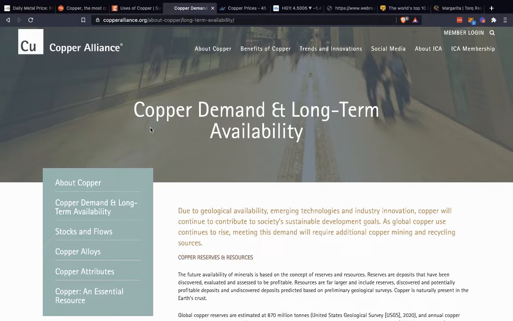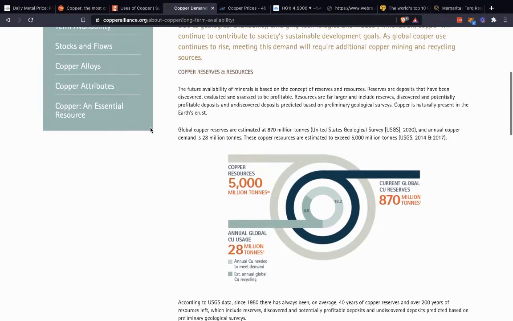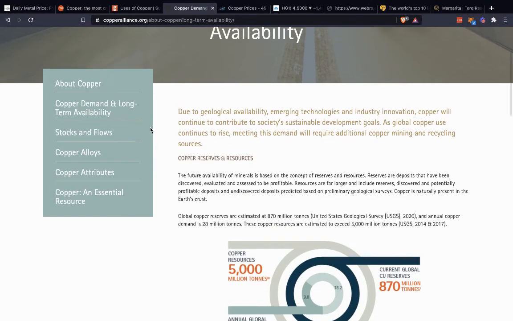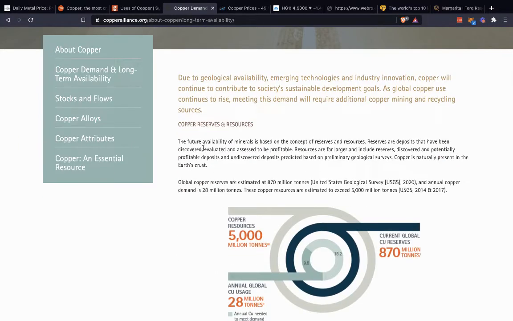Otherwise, you're going to have a supply crunch, which will lead to a price increase. And typically, I mean, if it's a really big supply crunch, it's in proportion to the price increase, right? It's all kind of a balancing act. So due to geological availability, emerging technologies, and industry innovation, copper will continue to contribute to society's sustainable development goals. As global copper use continues to rise, meeting this demand will require additional copper mining and recycling resources. So this is the actual availability long term. So this is very, very important to take into account.